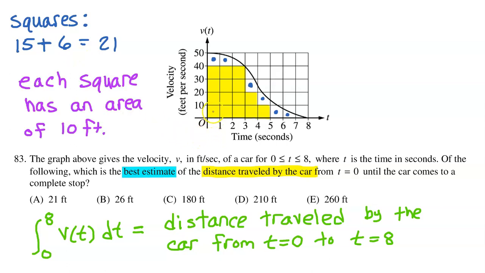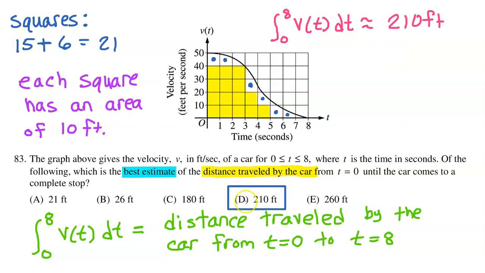Notice that each square has an area of 10 feet. That's 1 second times 10 feet per second. So the total area under the curve is approximately 21 times 10 feet, or 210 feet. So the answer is D.